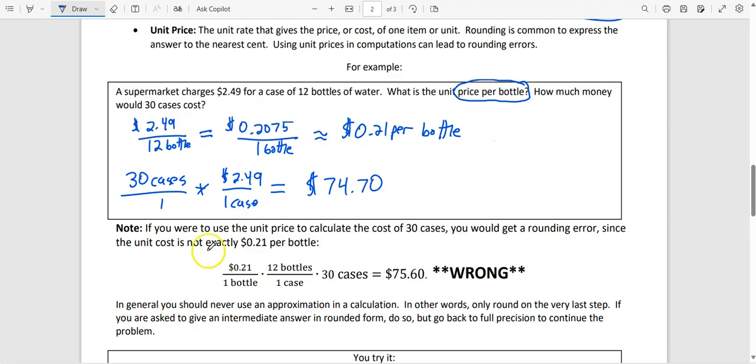Now right below we have an example of what would happen if we use the unit conversion with the rounded answer. And when we multiply, you can see that this is set up for all the units to cancel, to reduce to 1. We get $75.60, which is not the true value. So don't use rounded answers to compute further answers.